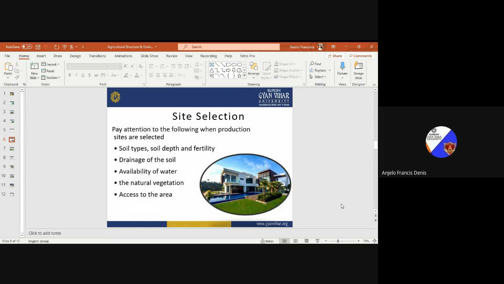Availability of water is one of the most important parameters which should be considered while selecting any site, because depending on the availability of water, we will decide what crops or what activities have to be done in that area. Then the natural vegetation will also be very helpful, and access to the area: how far it is from the main city, or what is the connectivity to the roads, as well as communication and several other functions. These are very important points, and this has to be considered while selecting any site.